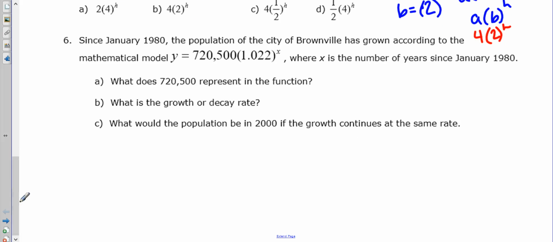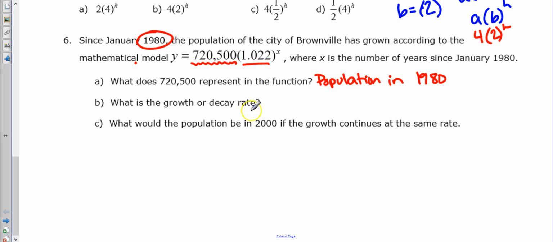All right, number 6, it says, since January 1980, the population of the city of Brownsville has grown by this equation, where X is the number of years since 1980. Now, first off, what does 720,500 represent? Well, it's in this A spot. It's in the initial or the starting point, but where does it start in this situation? Well, we started in what year? 1980. So this represents the population in 1980.